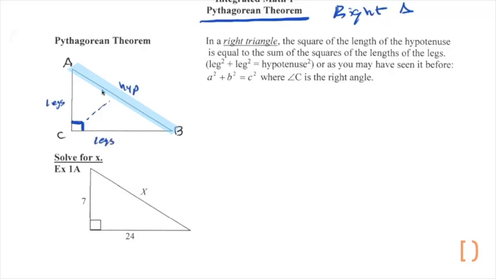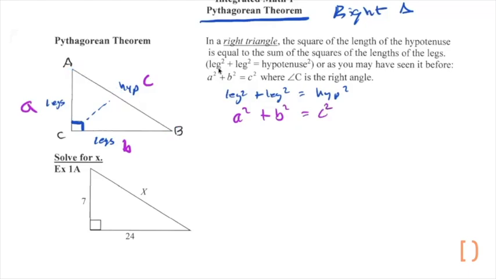And what the Pythagorean theorem says is that if you get the two legs and you square them and add them up, it's equal to the hypotenuse squared. The leg squared plus leg squared equals hypotenuse squared. And the easy way to remember that is we label these guys A, B, and C. And we're going to get A squared plus B squared equals C squared.